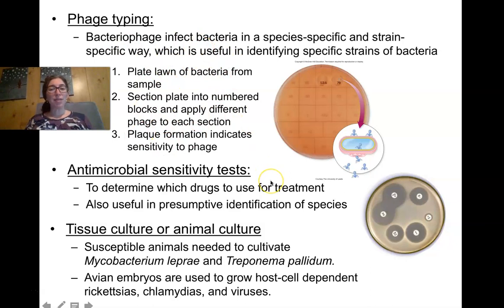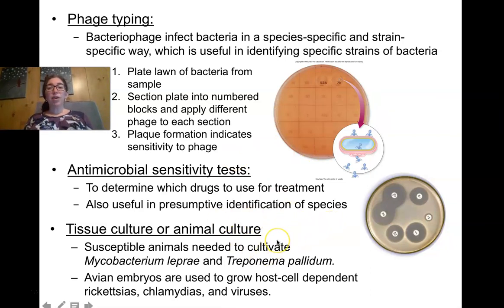You can also sometimes do identification through antimicrobial sensitivity tests. There are some microbes that are naturally resistant to certain antibiotics or sensitive to certain antibiotics, and that can be used as a test for which microbe it is.